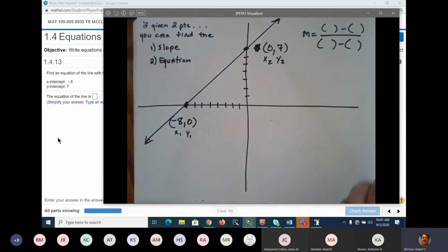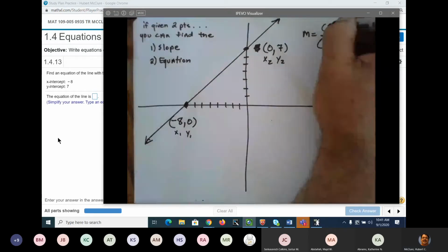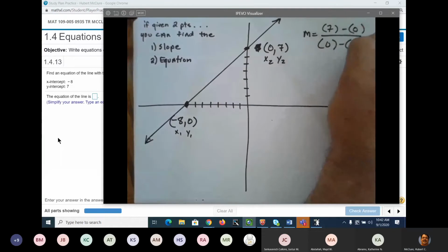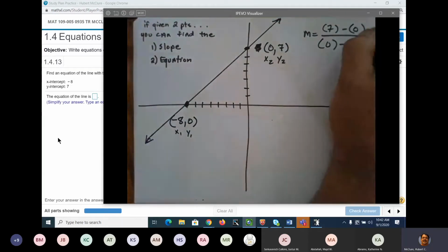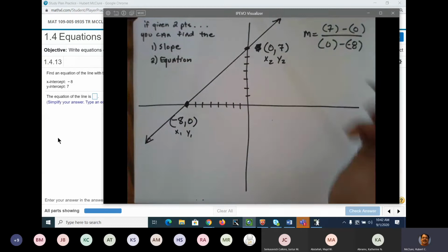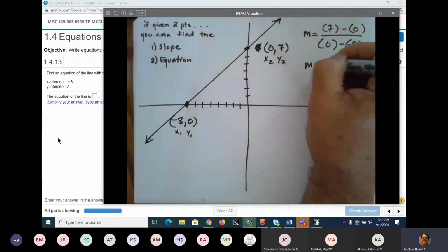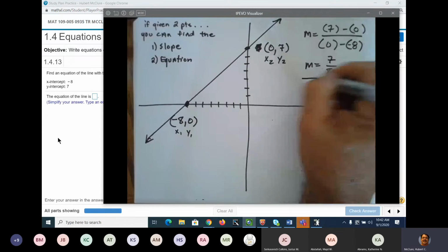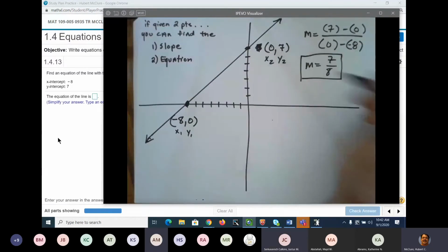Y sub 2 minus Y sub 1 over X sub 2 minus X sub 1. So that's going to be 7 minus 0, and what? 0 minus a negative 8? Oops. I get 7/8. What do y'all get? Just like the wrench. 7/8. Good job.